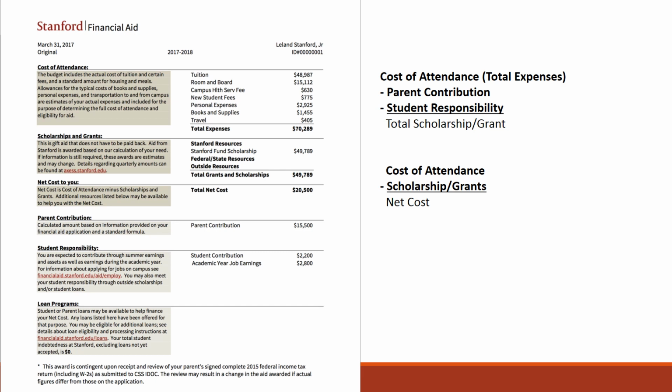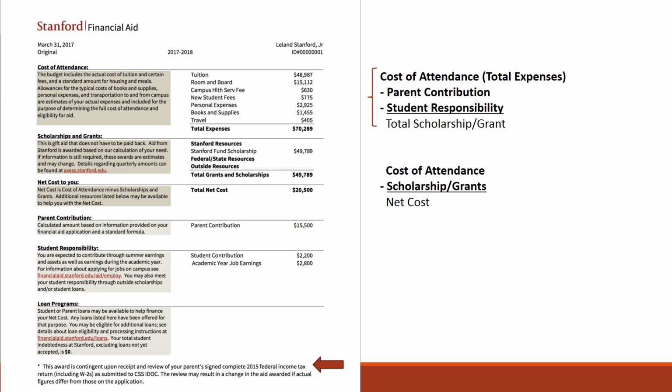Here you see a sample award letter for a Stanford undergraduate student with demonstrated need. It is divided into 6 sections along with a special notes area at the bottom of the letter. In order to better understand the amounts listed on the award letter, it is best to take note of a couple basic formulas. We determine your eligibility for scholarship funds using this formula. Cost of attendance minus parent contribution minus student responsibility equals total scholarship and grants.